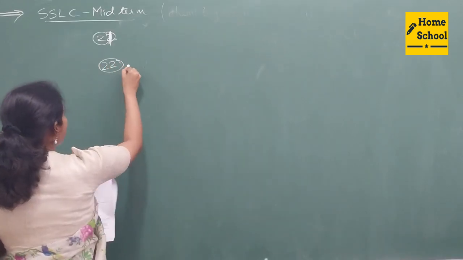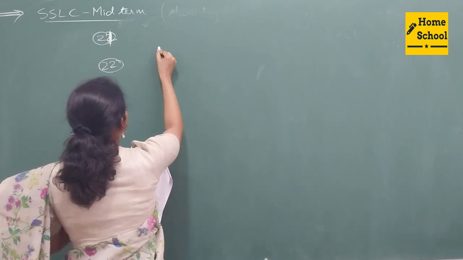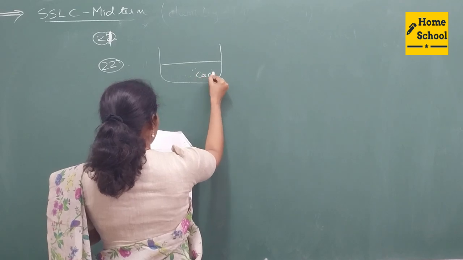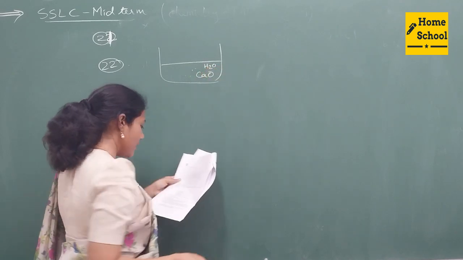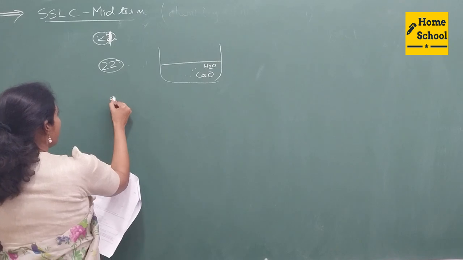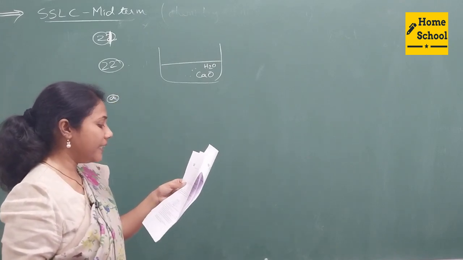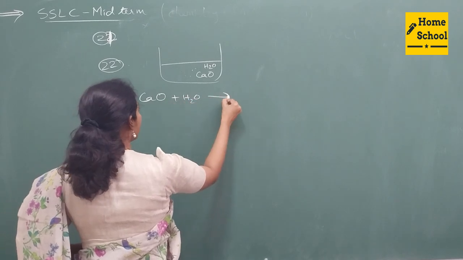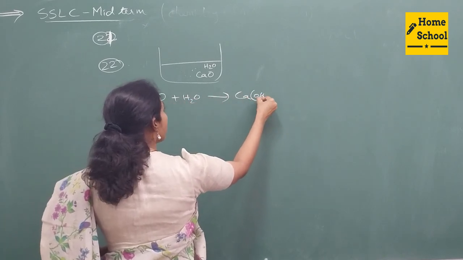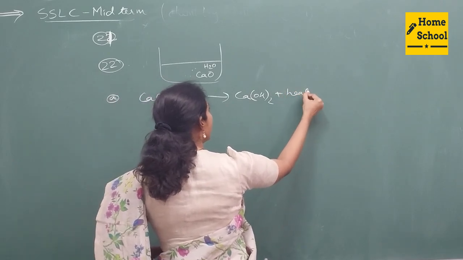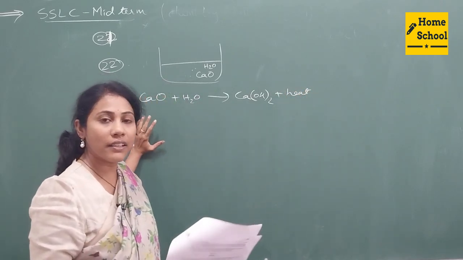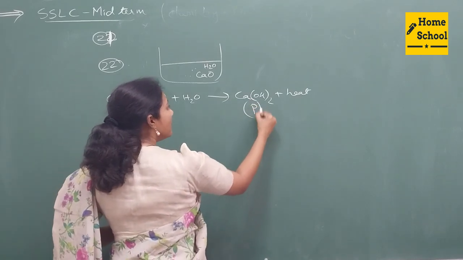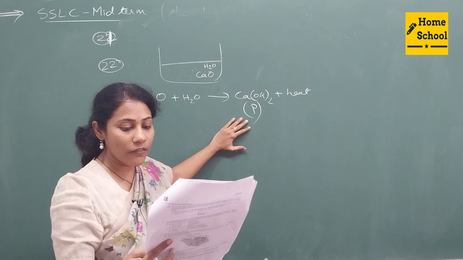Now it is the 22nd question here. In the given figure, they have given calcium oxide and water. They are asking a sub question: a product P is obtained in the reaction. Definitely, when calcium oxide is mixed with water, it is an exothermic reaction. You will get calcium hydroxide with a large amount of heat, right? This is a very famous reaction in the chemical reactions chapter. So this calcium hydroxide itself is P.